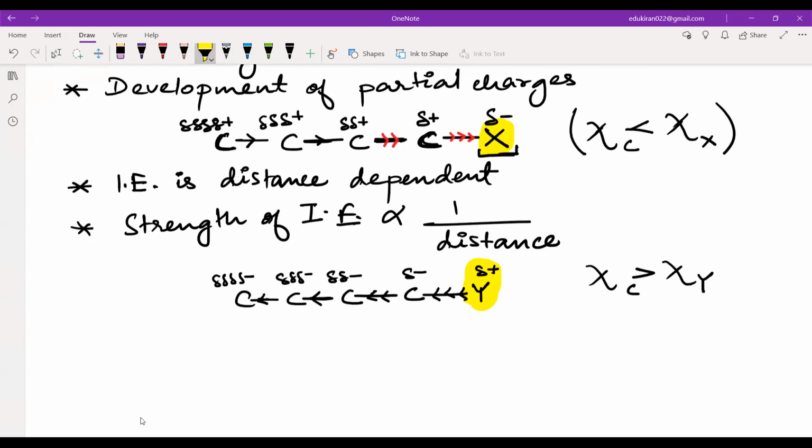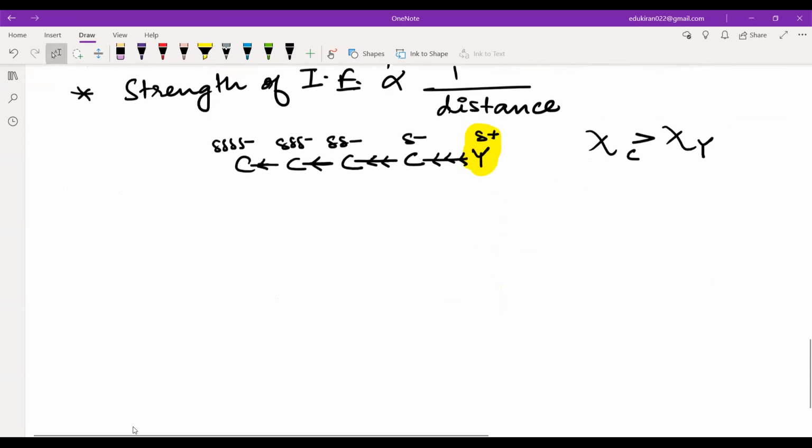Now, the atoms or the groups which pull electrons from the carbon chain are known as electron withdrawing groups, and those which push the electron towards the carbon chain are known as electron donating groups. Okay, and in inductive effect, they are known as the minus I group and the plus I group. But before that, let us see how the inductive effect affects the stability.